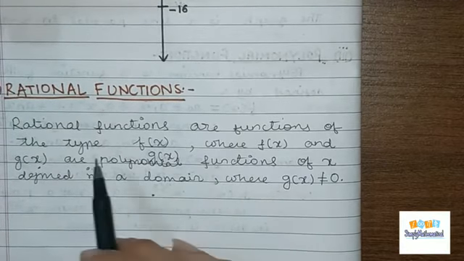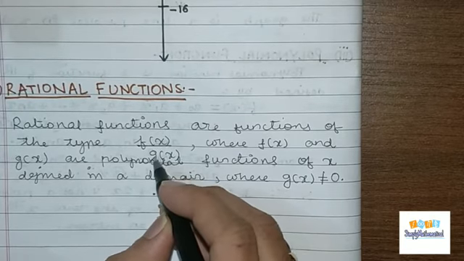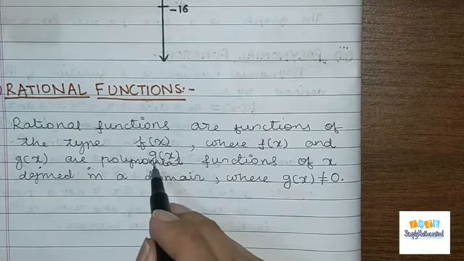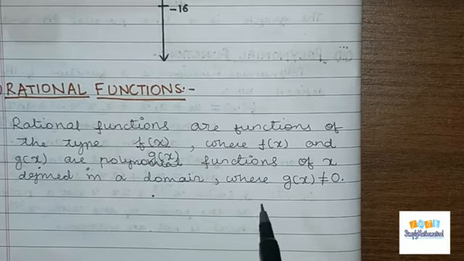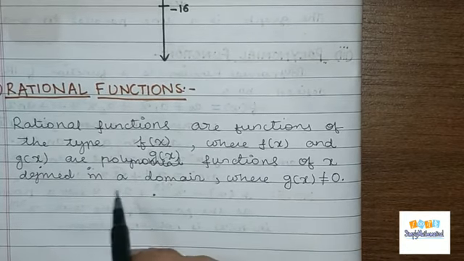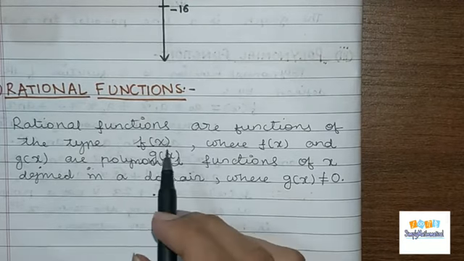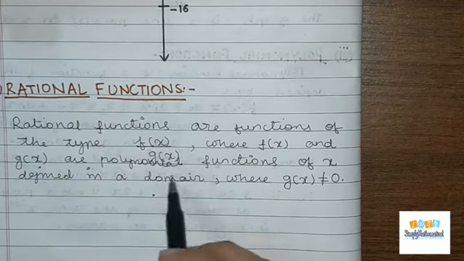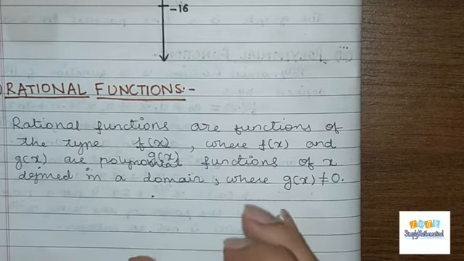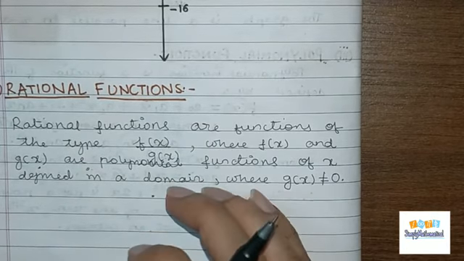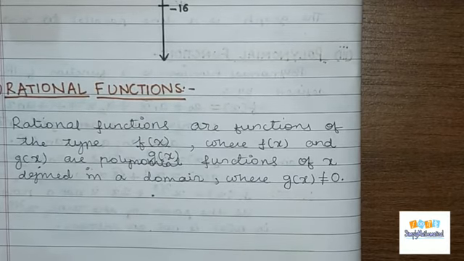Now let us look at the next function, that is the rational function or rational functions. So rational functions are functions of the type f(x) divided by g(x), where f(x) and g(x) are polynomial functions of x defined in a domain where g(x) is not equal to 0, right. So the functions of the type f(x) by g(x), where f(x) and g(x) are polynomial, that is important. Then this function f by g is called the rational function.